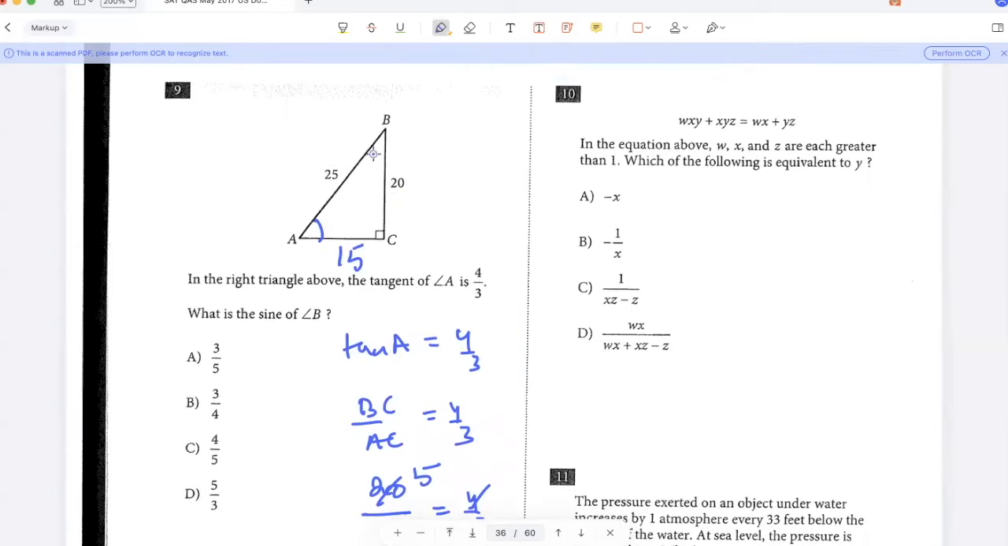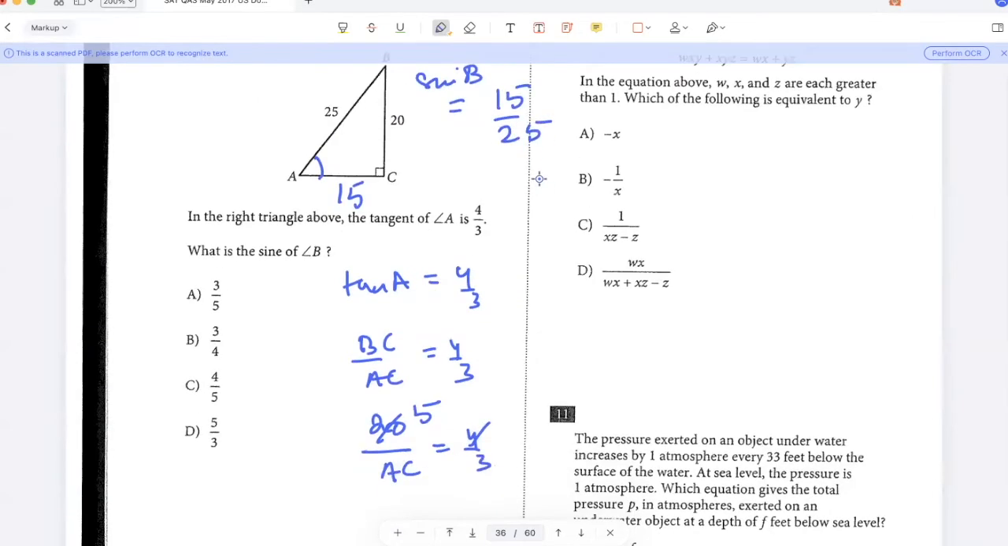Okay, now sine B will be opposite over hypotenuse, which is 15 over 25. So that's 3 by 5, option A.